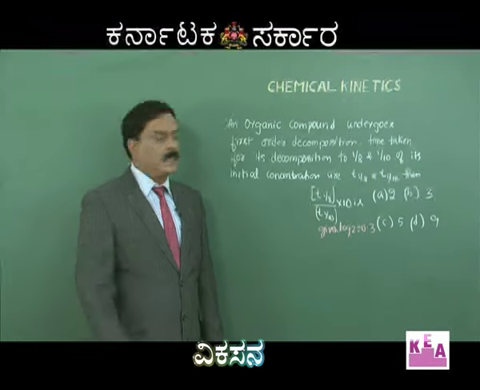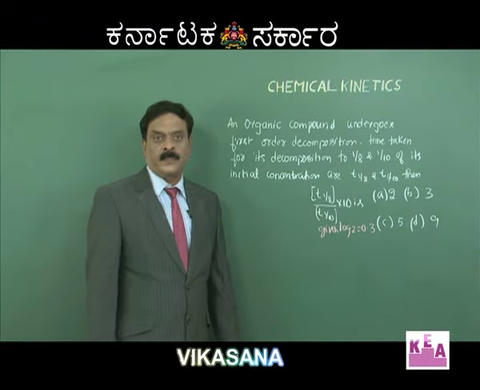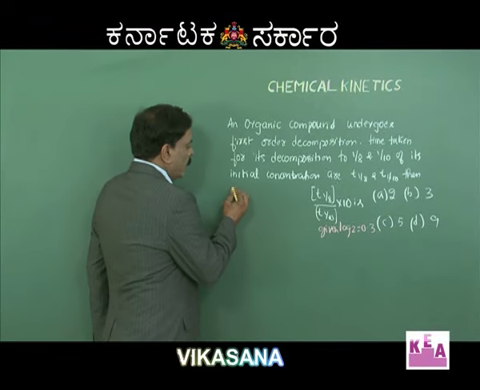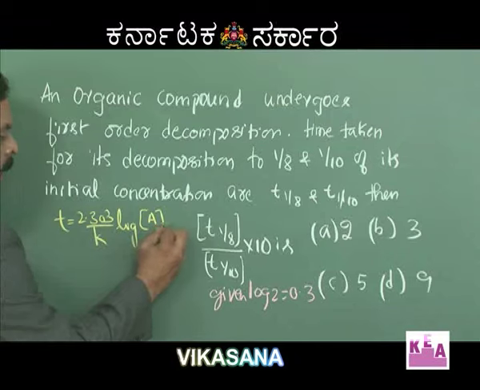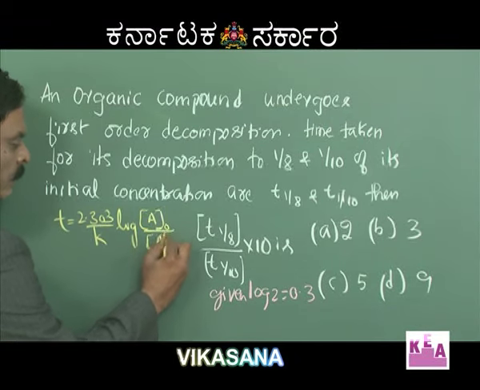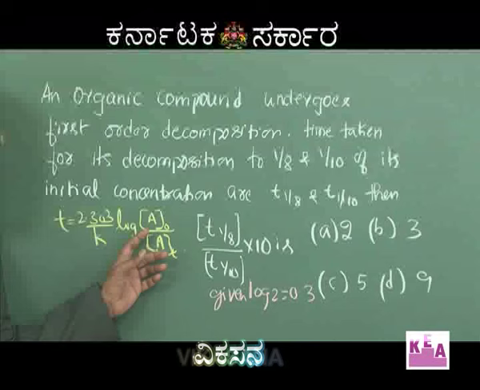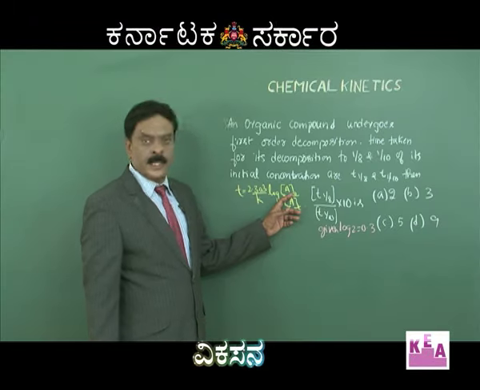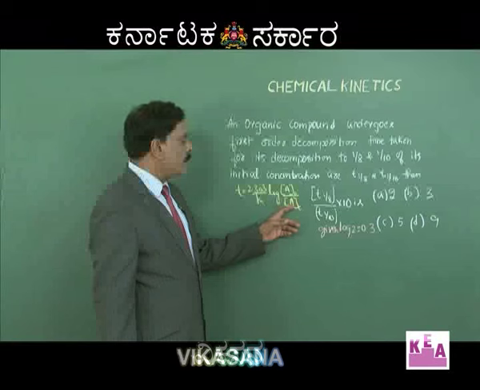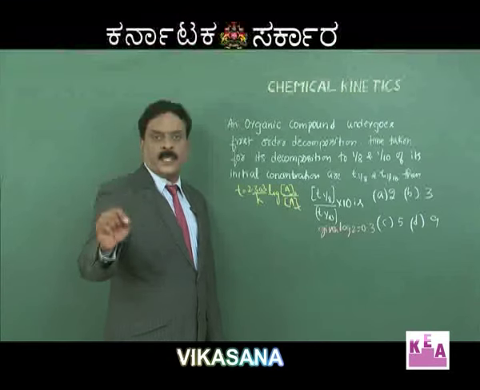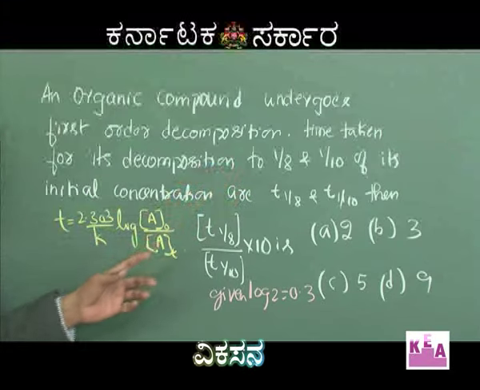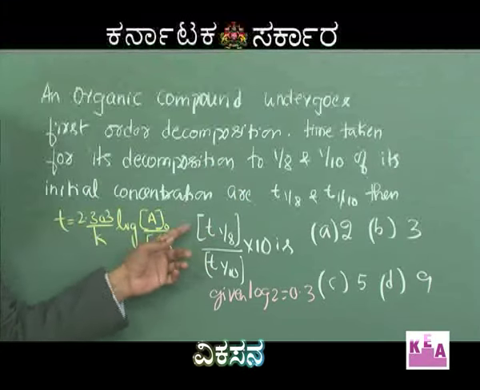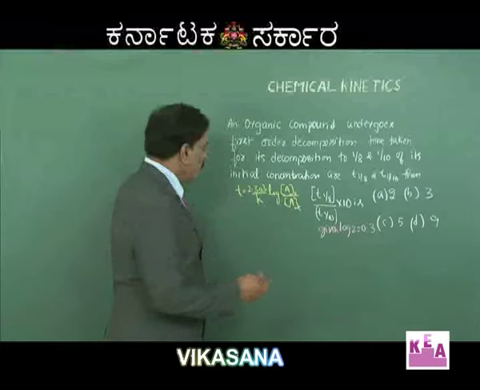Now, how do we go about it? It is a first order reaction. For a first order reaction, we know that t is equal to 2.303 by k into log of concentration of A naught by concentration of A t, where A naught is the initial concentration, and A t is the concentration of the reactant at time t. Now, in the problem it is asked to find the ratio of the time taken for 1/8 of the reaction.